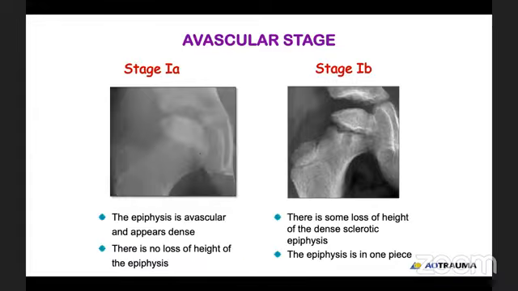Remember that Perthes goes through 4 different stages, starting from the stage of avascularity, which is the first stage, the second being the stage of fragmentation, the third is the stage of revascularization, and the final is the heal stage. So we further divide the stages into 2 parts.